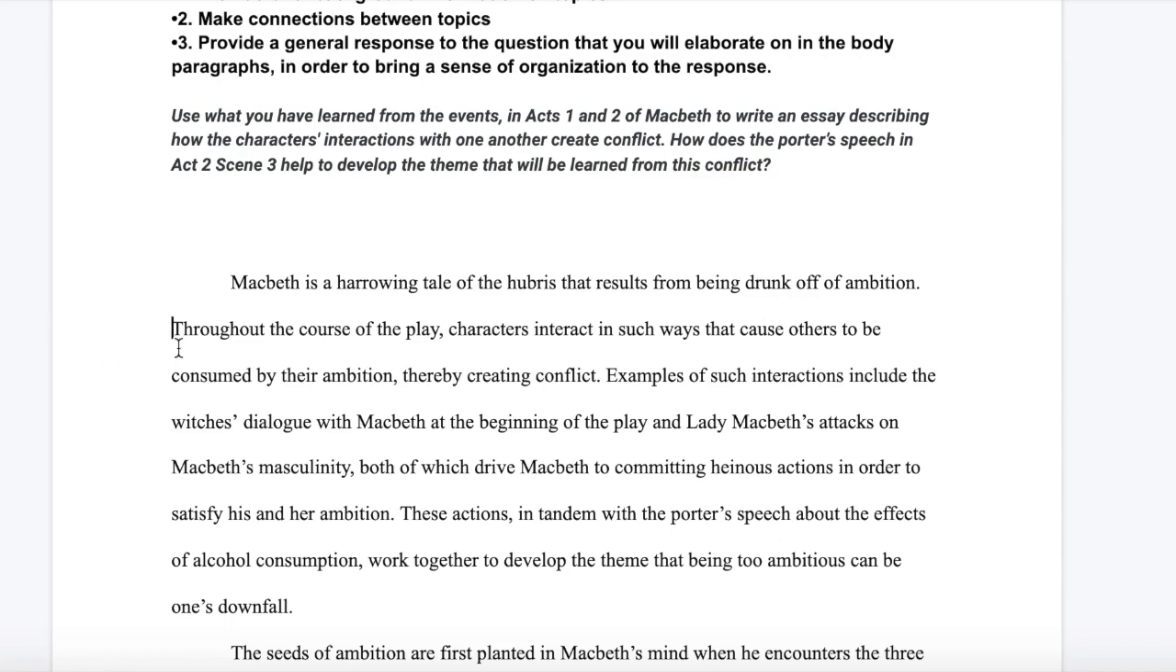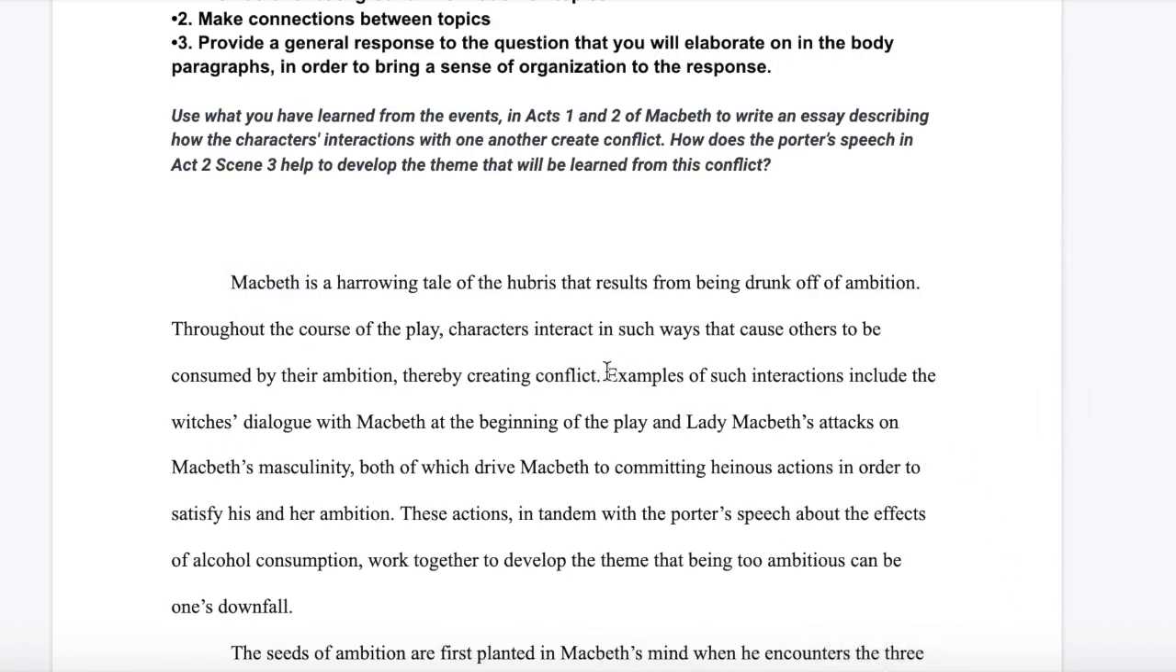And then I go on to say throughout the course of the play, characters interact in such ways that cause others to be consumed by their ambition, thereby creating conflict. So I relate it to the play because I'm saying that this is something that happens throughout Macbeth, throughout this topic. And then I say characters' interactions. Those are things that you'll see throughout Macbeth, and what you'll see is them causing conflict. So the characters' interactions cause conflict. That is how they relate, and the characters' interactions causing conflict is something that you'll see in Macbeth. That is how those things relate.